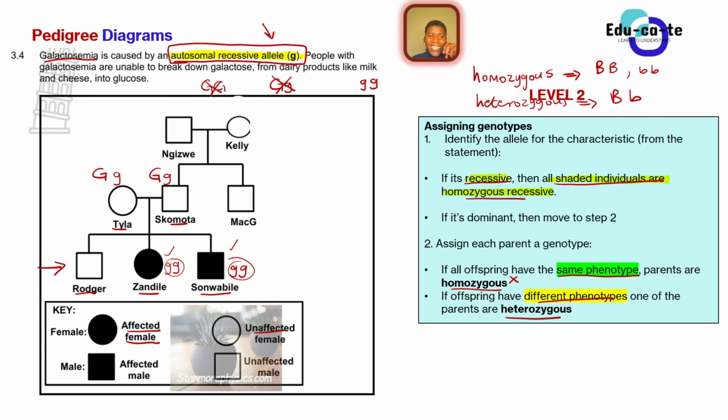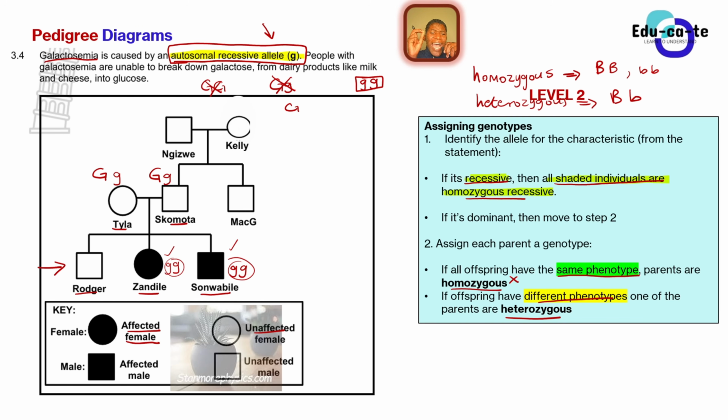You have constructed the genotype for Tyler and Skomota. You should understand this: if the recessive allele is for a condition, then the dominant allele will be for someone who is not sick. If someone who is sick has small letter g, someone who is not sick must have a capital letter G in them. So here you can see Tyler and Skomota don't have the condition, but they were able to give their allele that causes the condition to Zandile and Sonwabile.